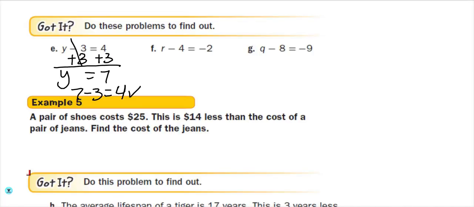Okay, letter F. R minus 4 equals negative 2. So add 4. Add 4. So we get R cancels, equals. We have different signs because it's negative and positive. So we need to, or you can say plus 4, it's all the same. And then negative 2 plus 4 would be positive 2. Okay, plug that in. 2 minus 4 equals negative 2. Yes, it does.